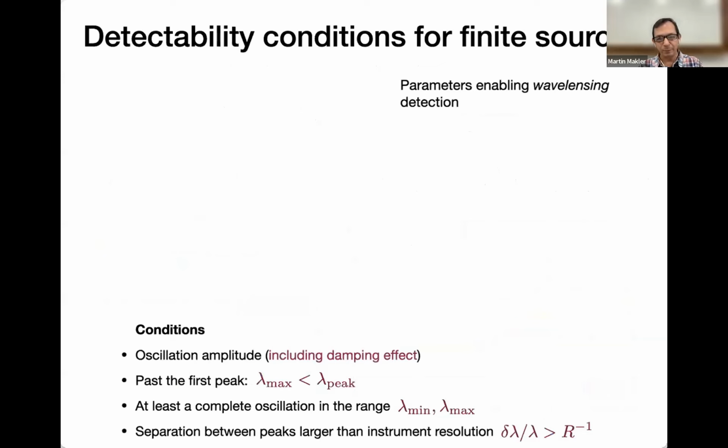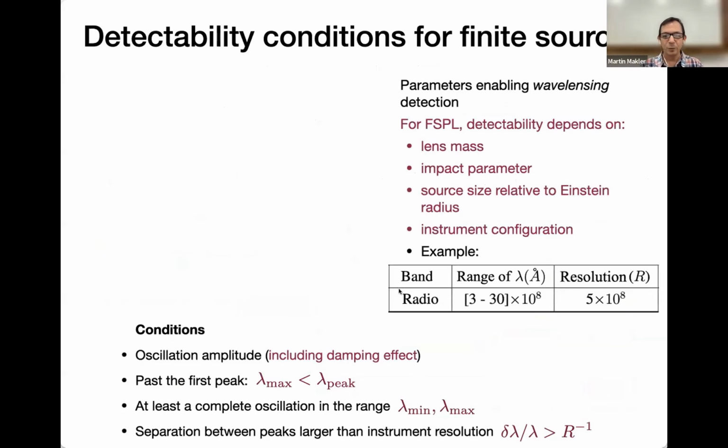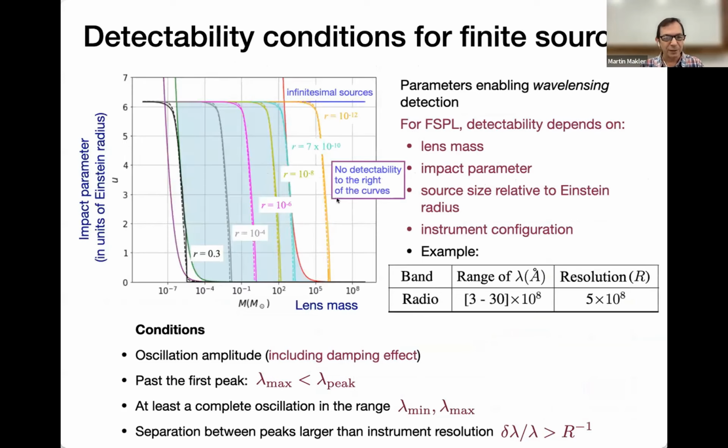Okay, so imposing these conditions, we have again that the detectability depends on the lens mass and the impact parameter, but now it depends also on the source angular size relative to the angular Einstein radius, and of course on the instrument. So for example, let's consider one instrument in the radio with this wavelength range and this resolution that gives this kind of detectability plot, where now these colored curves include the effect of finite source. And what is detectable is to the left of these curves. So as we go to larger source sizes, we have less detectability.